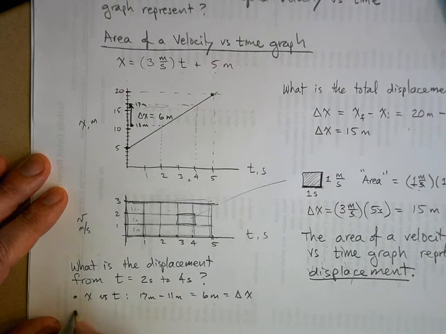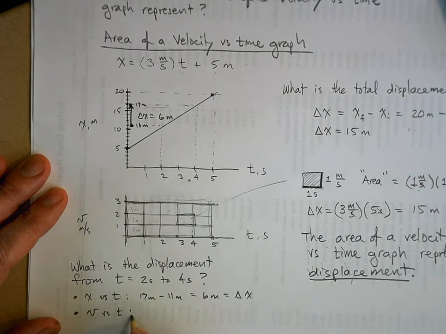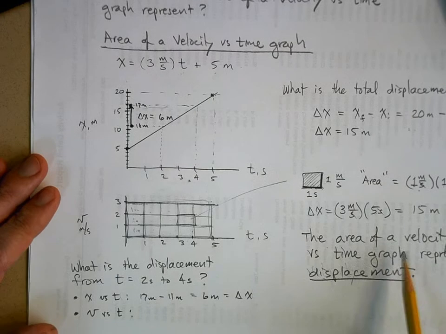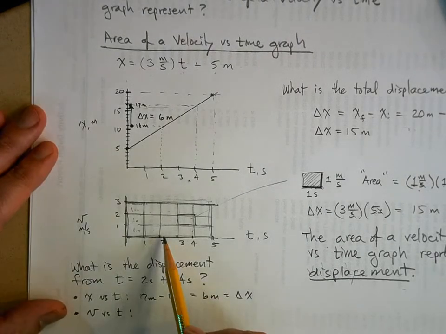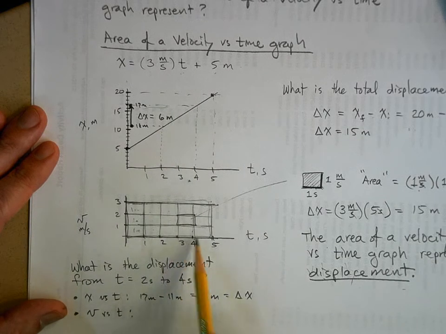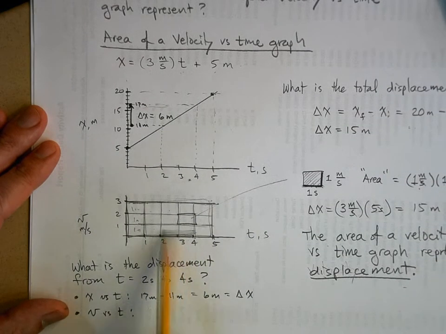Now, if I use my velocity versus time graph, well, the area of a velocity versus time graph represents displacement. But instead of the whole thing, I'm just going to go from 2 seconds to 4 seconds. And I'm going to show that just by shading it in. Here's 2 seconds. Here's 4 seconds. So I'm just going to shade it in.